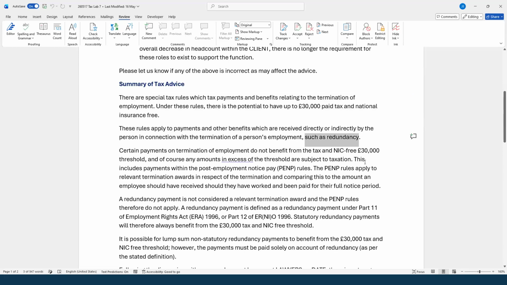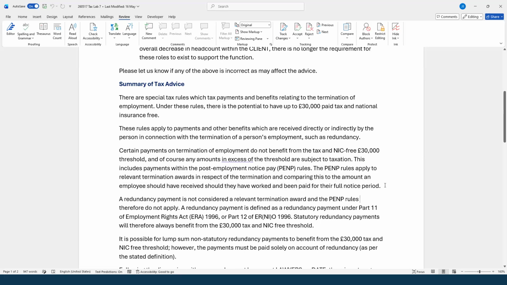I like this clarification here. Someone might not consider a redundancy to be a termination of a person's employment, but it is, and this makes it clear to the person that's reading this. Certain payments on termination of employment do not benefit from the tax and NIC free £30,000 threshold. And of course, any amounts in excess of the threshold are subject to taxation. This includes payments within the post-employment notice pay (PENP) rules. The PENP rules apply to relevant termination awards in respect of the termination, comparing this to the amount an employee should have received should they have worked in this.